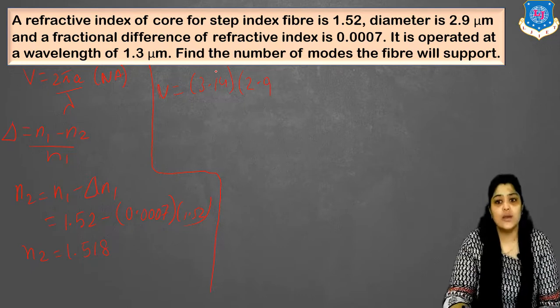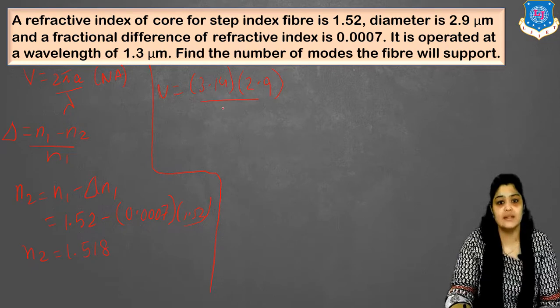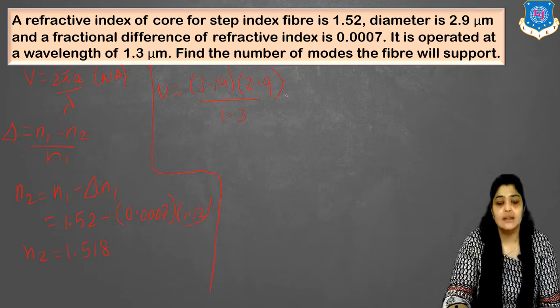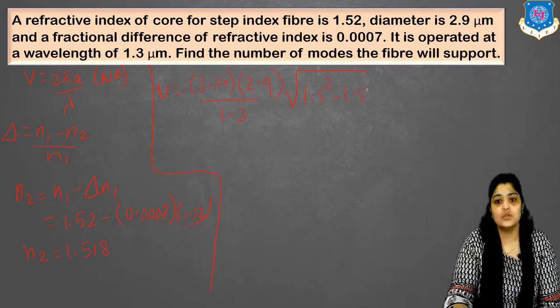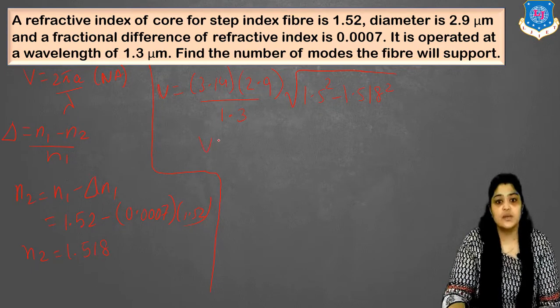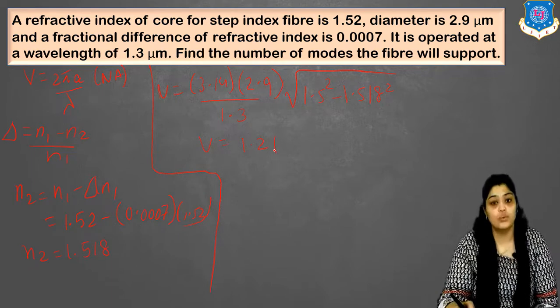Now just see, in the question I have micrometers and the wavelength is also in micrometers, so I'm not writing the units. 10 raised to minus 6 gets cancelled. Now I have n1 square, 1.52 square, minus n2 square, that is 1.518 square. Do not approximate the values. So this will give us the V number approximately 1.21.